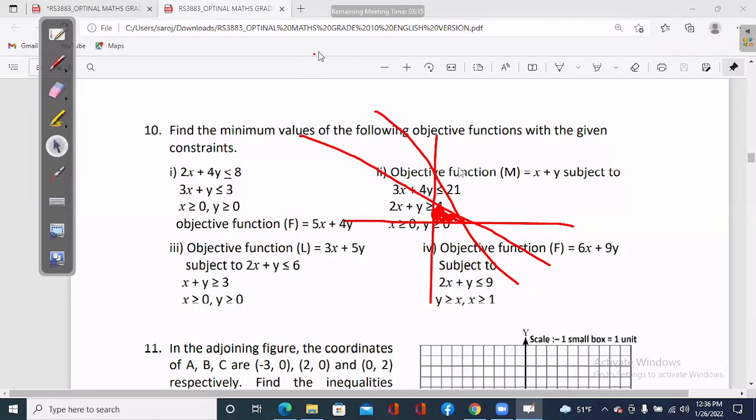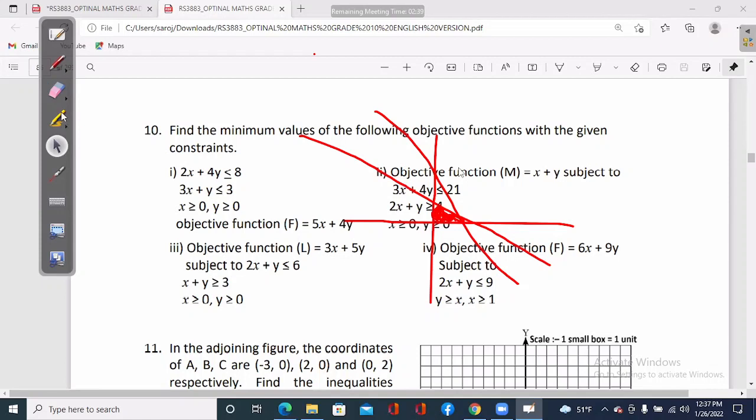No, sir, while tabulating the value of x and y, what will be the third value? Here, of 3x plus y equals to 3, it will be 0, 0. Next will be 0, 4, 0, 2, I think. Next will be 3, 0, and this will be 3, something. Okay, we have to see in the graph copy.